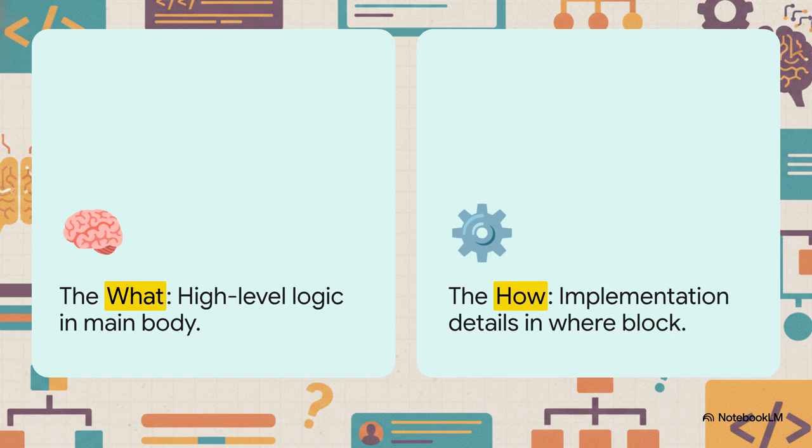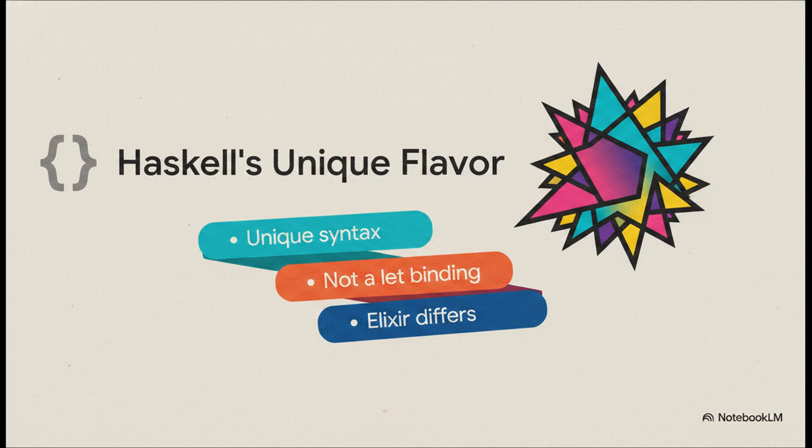It reads so cleanly, almost like reading an executive summary right before you dive into the highly detailed report. And this is a very unique syntactic flavor of Haskell. It is absolutely not like these simple let bindings you see in other languages. In fact, the author explicitly mentions wishing that Elixir had a similar default feature. Now sure, Elixir does have private functions called defp, which are close, but they really aren't quite the same thing.